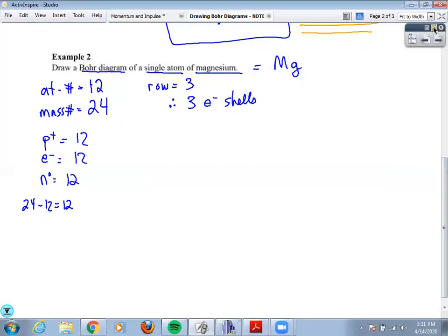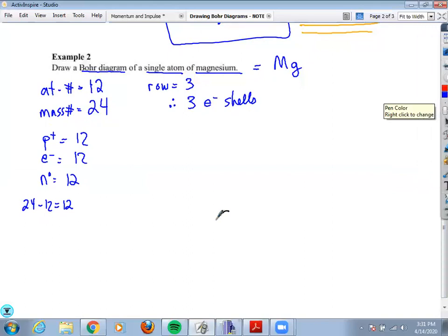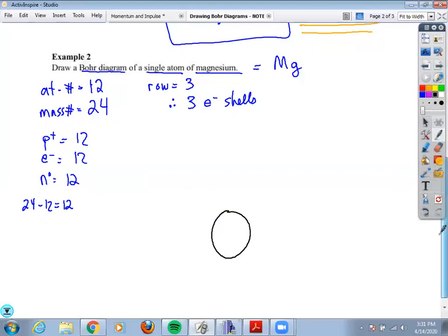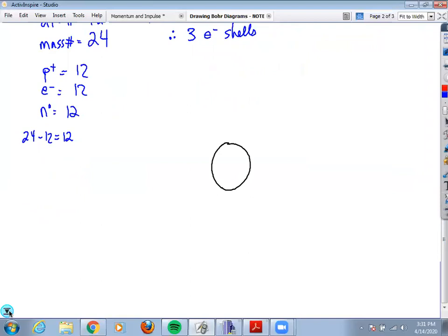So the first thing we'll do is draw the nucleus. I'll draw it in a different color. I'll draw a little circle, and that's the nucleus. Inside the nucleus, we have the neutrons and the protons. So we have 12 protons and 12 neutrons. Make sure you label that inside the nucleus.